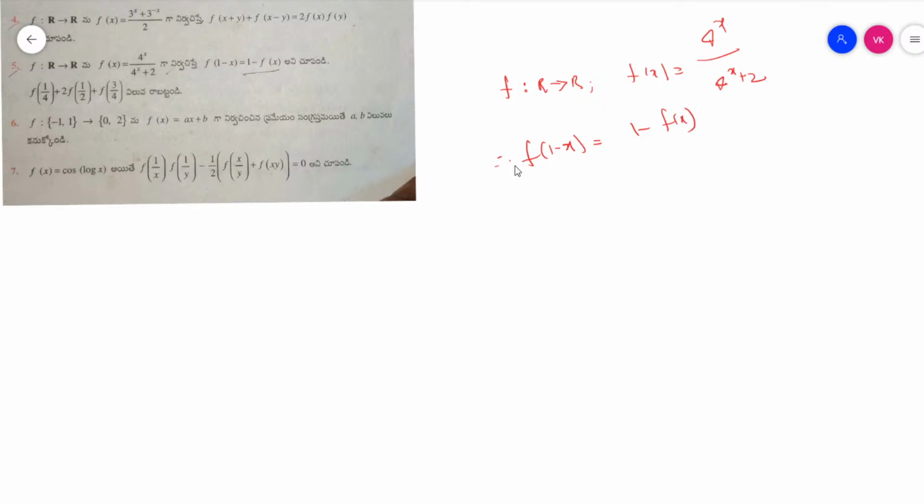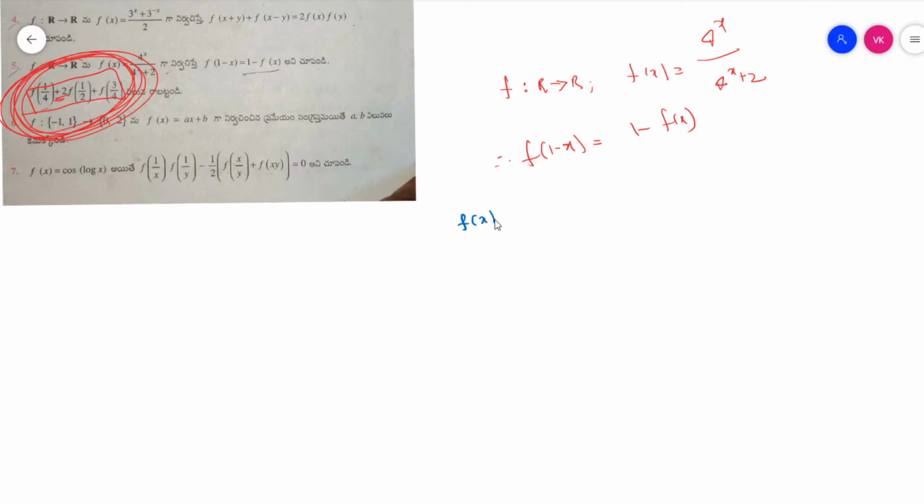I will do only the proof, and I hope you will answer the remaining values, that is f of 1 by 4 plus 2 of here. You have to prove that. Okay, I will show only the proof here also.